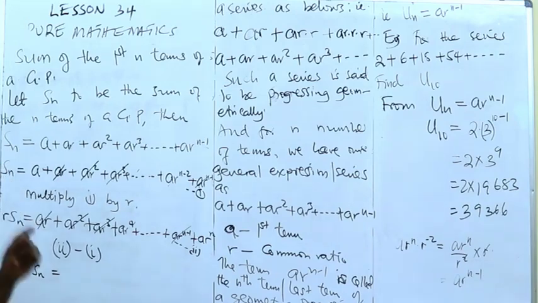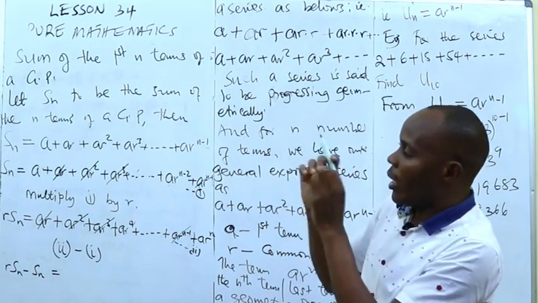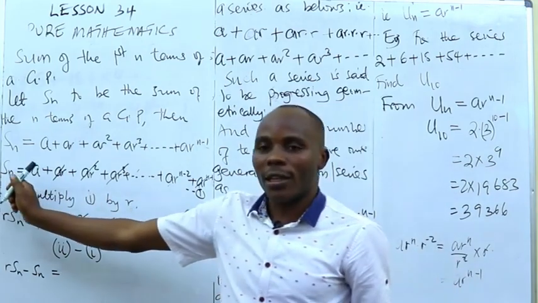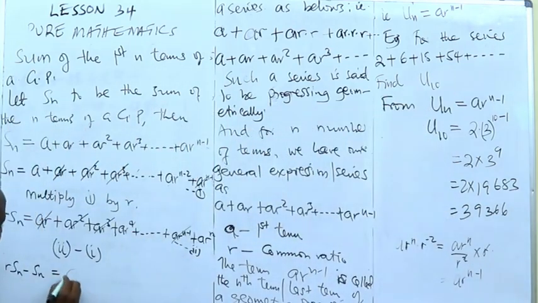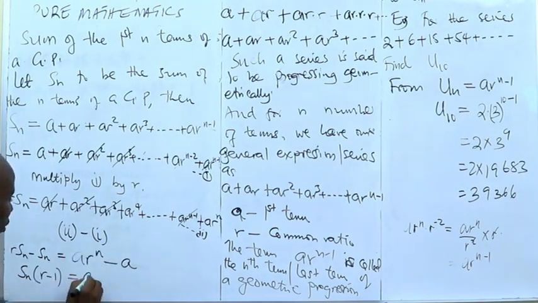So what is the magic? The magic is if you subtract here, the end result is you remain with the last term and the first term. You only remain with the two terms. It is the last term, so you'll have AR to the power n minus A. That is the magic. Now from here, the common factor is Sn. So if I pull out Sn, I'll remain with R minus 1 is equal to the other side. I have A as a common factor. This is R power n minus 1.